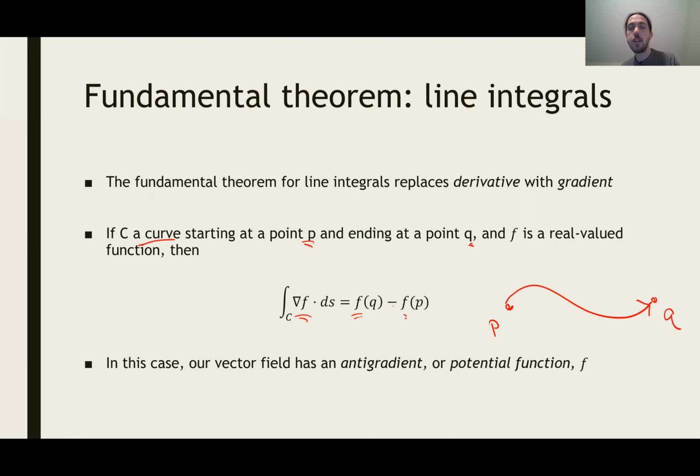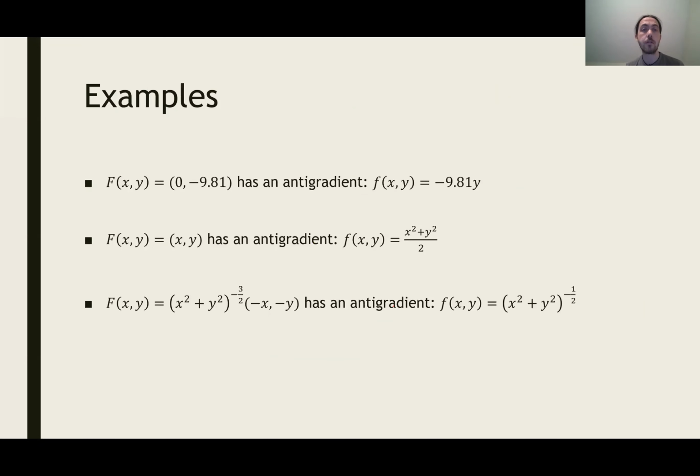This value, f, is sometimes called an anti-gradient, or sometimes it's called a potential function. It measures potential energy, and our total change in energy is measured by taking the difference between our potential energy at the end and our potential energy at the start. That's the kind of situation where we can apply the fundamental theorem for line integrals.